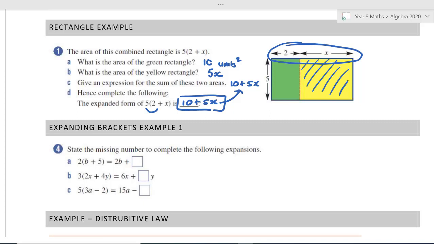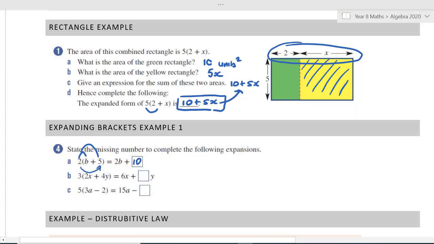So now let's find the missing numbers. Sophie, what's the missing number here in example 1? We've got 2 bracket b plus 5. What would be missing? 5 times what? We're multiplying 2 by 5. It's 10, so 10 goes in there.